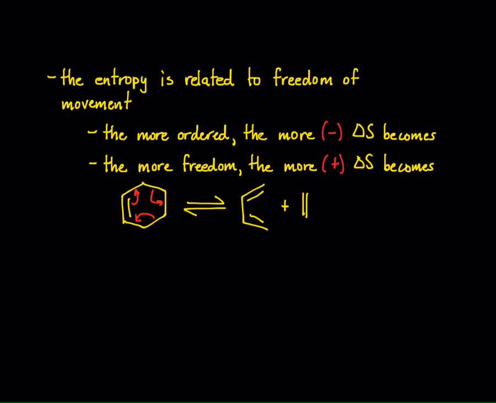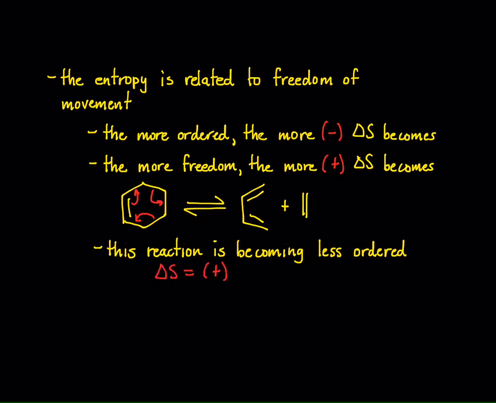But if you look, we're going from one molecule to two molecules. And therefore, this reaction is becoming less ordered. The fewer molecules that you have, the more ordered a system becomes. The more molecules that you're creating, the less ordered a system becomes. So here we have a less ordered system, more freedom of movement, and therefore the change in entropy is going to be a positive value.